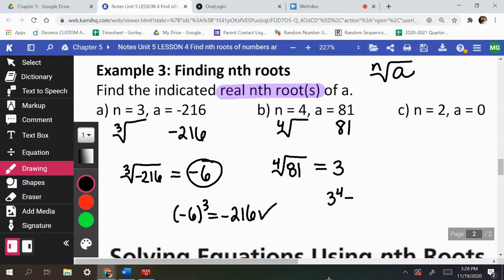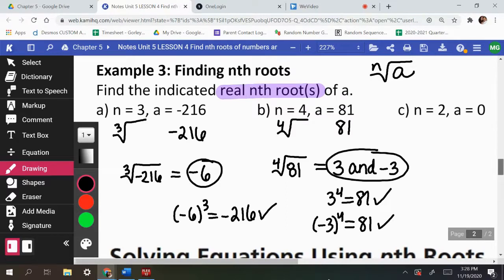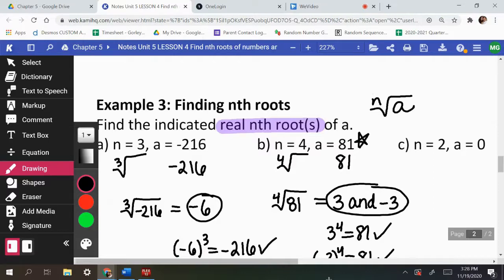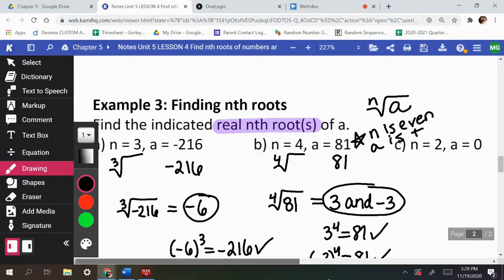Is 3 to the 4th 81? Let me type that into my calculator, and it is. Now, would -3 to the 4th power also work to give you 81? Yes, it would, as long as you put the -3 in parentheses. So I'm going to say 3 and -3. That's the one you've got to watch out for: when the root is even and the a value is positive, that's when you could have more than one root.